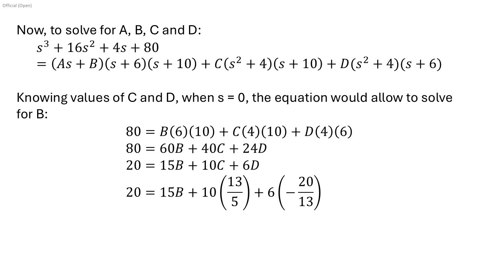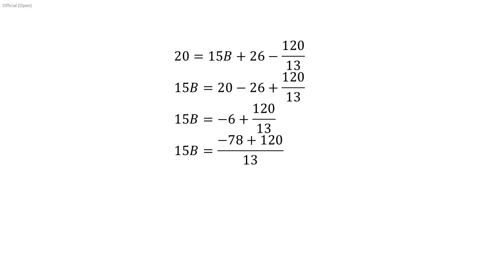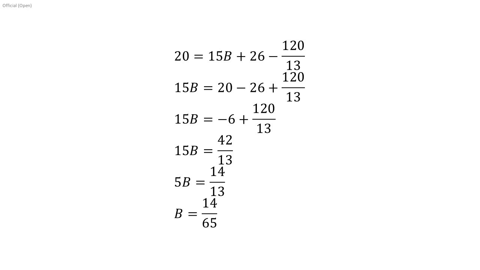13 over 5 for c, and -20 over 13 for d. Work on the arithmetic step by step. Finally, getting 15b equals to 42 over 13. Simplify further, to get 5b equals to 14 over 13. Then b equals to 14 over 65.